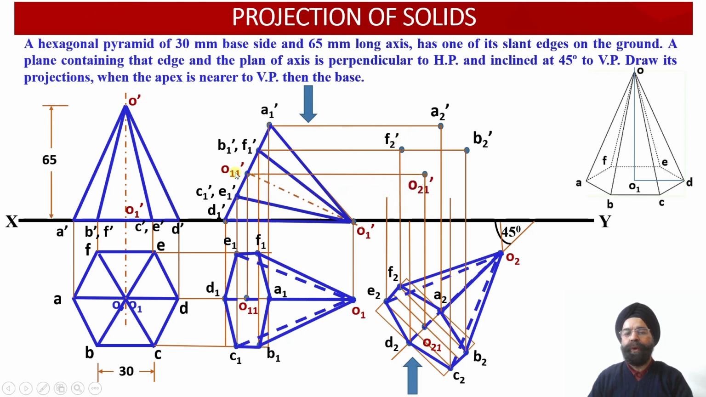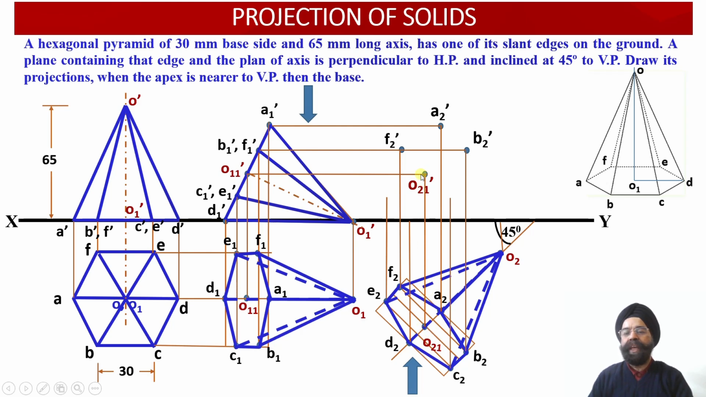Next, we have got the point O11 dash. So once we draw a horizontal projector line through O11 dash, wherever this horizontal projector line will be intersecting with the vertical projector line emerging from the axis point of the base O21.